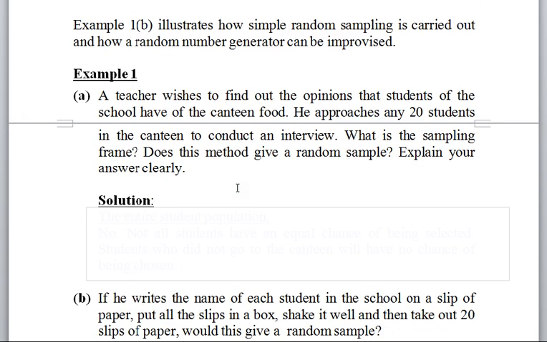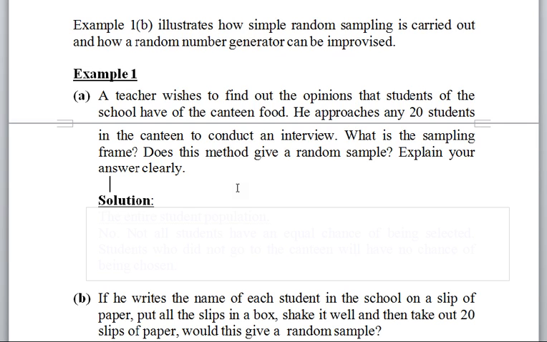Example 1: A teacher wishes to find out opinions of the canteen food. What he does is approach any training students in the canteen to conduct a survey, conduct an interview. Any training students in the canteen. What is the sampling frame?